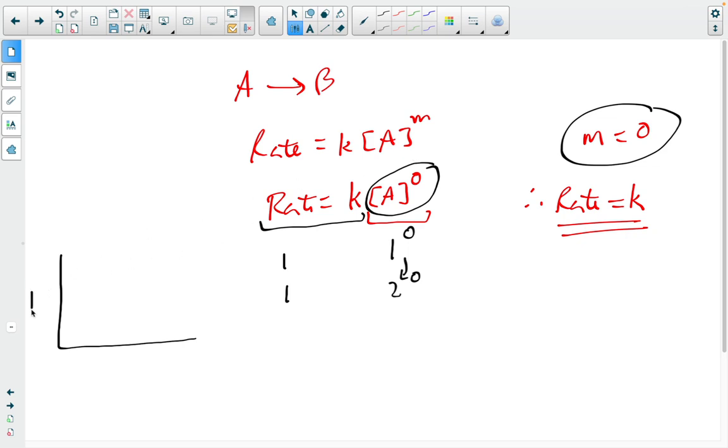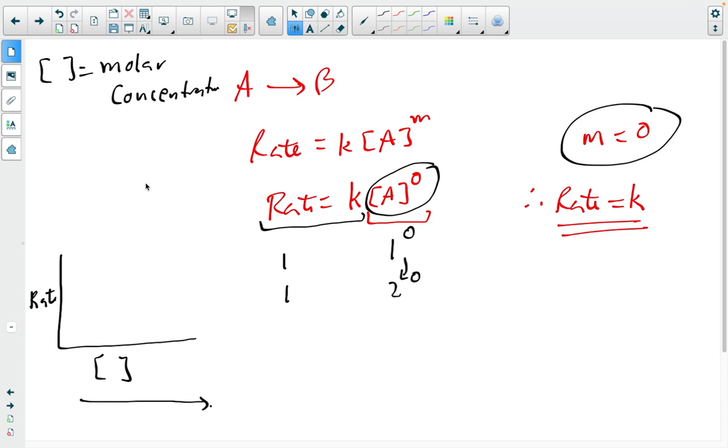If I were to draw the graph of rate versus concentration, where this is increasing concentration here, by the way, square bracket here means concentration or molar concentration or molarity. So all this time, when I've been talking about concentration, I'm specifically talking about molar concentration. You will see that here, as I increase the concentration, my rate remains the same. So this is the rate versus concentration graph for a 0 order reaction.